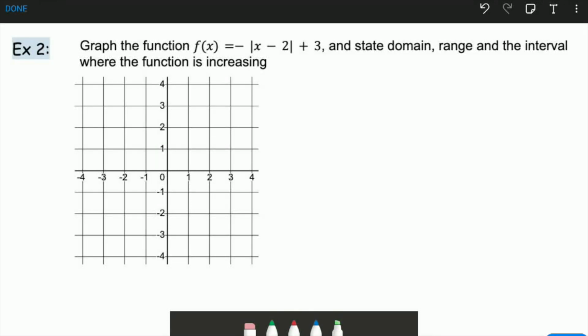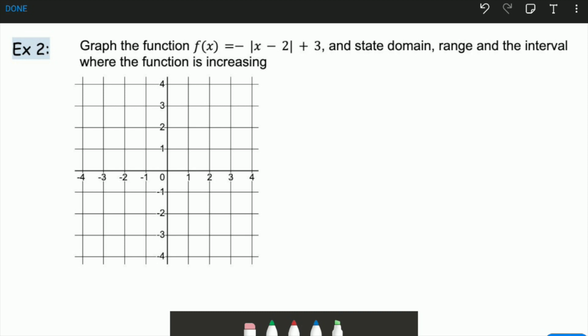So in this video, we're going to be graphing the function f of x equals negative the absolute value of the difference of x and 2, and plus 3 we have on the outside. After we graph it, we're going to state the domain, range, interval of increasing, decreasing for the function.